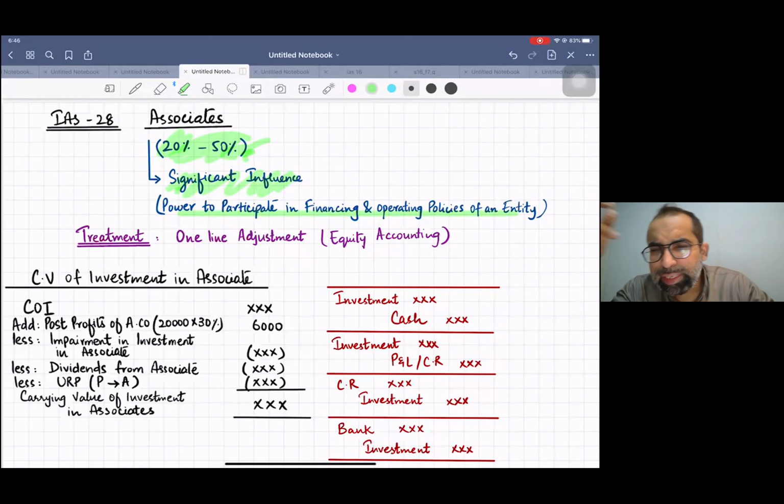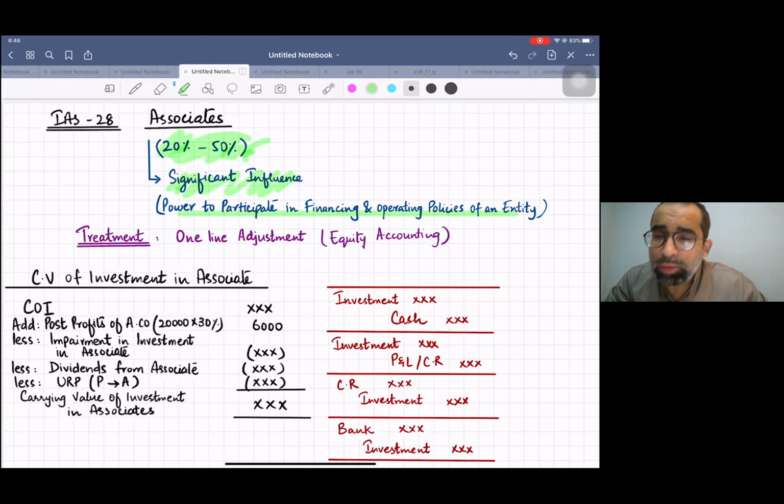Now, how is this significant influence verified? Wait, you have more than 20% shares. That means out of 10 directors, two or three directors of yours will sit on the board of the associate company. That means you have a voice, you have a say in the board of that company. So you can exert significant influence.